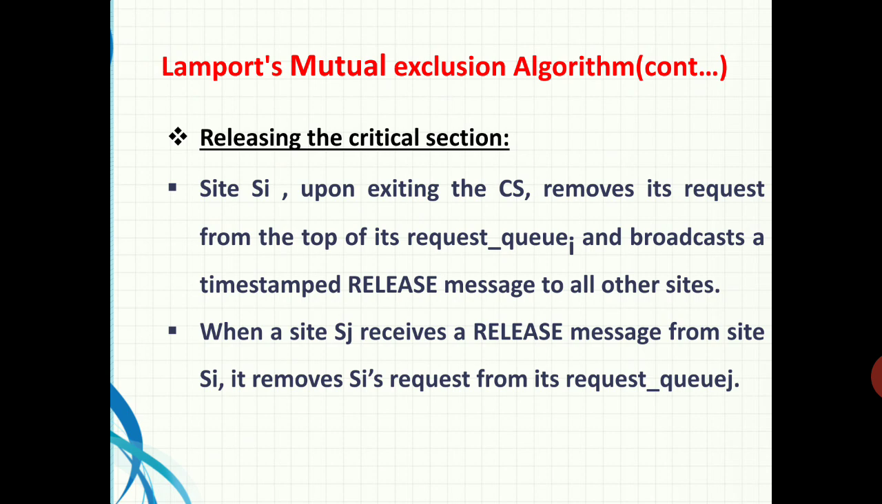When a site removes a request from its request queue, its own request may come at the top of the queue, enabling it to enter the critical section. When a particular release message is received by a particular system, it will remove the sender's request from the queue. At that time, its own request may come at the top of the queue. That may enable a particular node to enter the critical section.